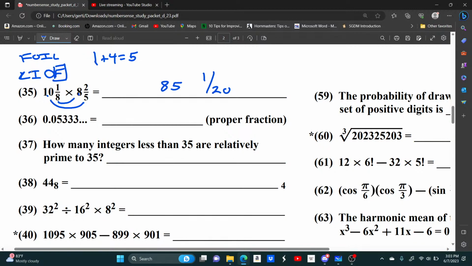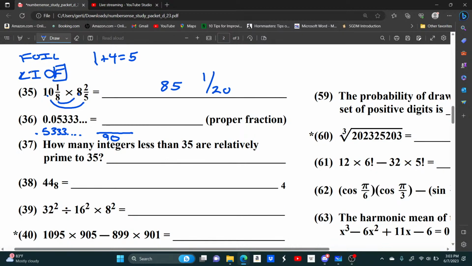Okay, 36. We have 0.053333 repeating. I would multiply everything by 10 to start with, because I think it's easier to find the fraction. Whenever you have a repeating decimal like this, the denominator is made entirely of 9s and 0s. The number of 9s is the number of repeating digits, so we have one 9, since just the 3 repeats. And the number of 0s is the number of non-repeating digits, so we have one 0, since we just have the 5.